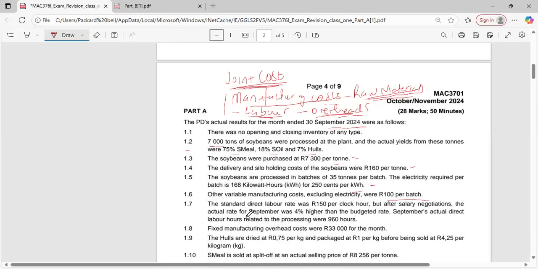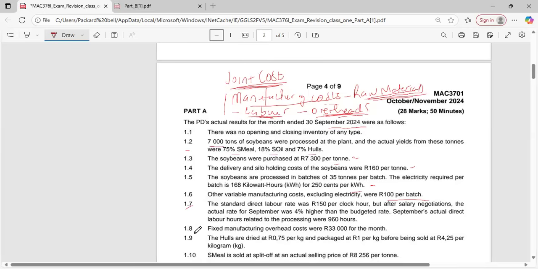Then the standard direct labor rate was 150 per clock hour, but after salary negotiations, the actual rate for September was 4% higher than the budgeted rate. September's actual direct labor hours. So this is also a joint cost, because anything that is raw material, anything that is labor, anything that is overheads is going to form the joint cost. So that's how you identify your joint cost here.